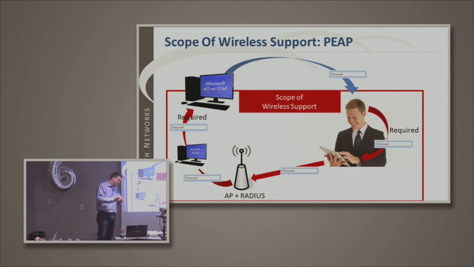Just people typos, whatnot, made more challenging with mobile keyboards, complex passwords, long passwords, all that sort of thing. But then that password comes across. We've got to get it to the Radius or the AP, and the AP has got to get it back to the Radius server. The Radius server has got to get it back to AD.